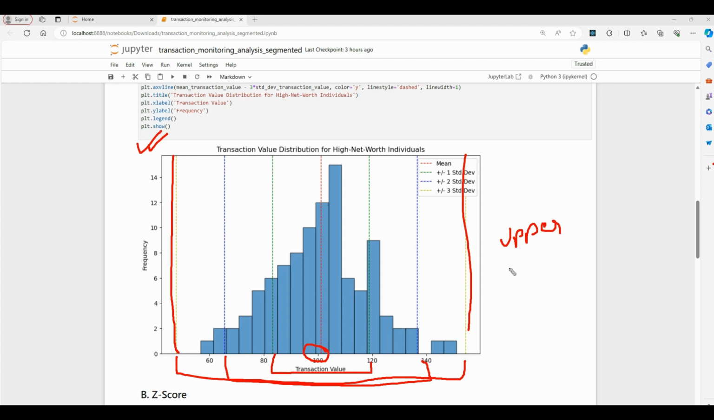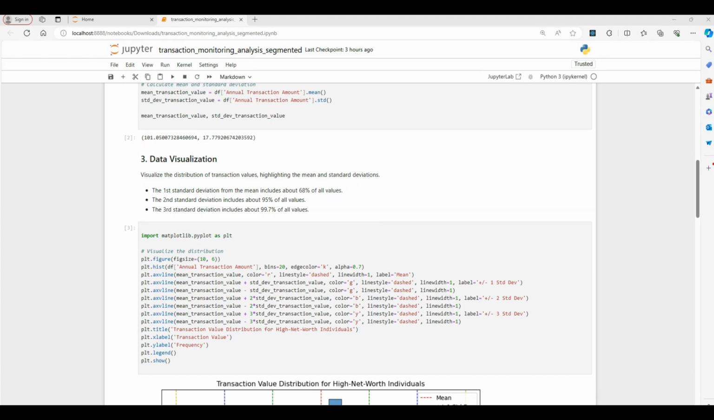By calculating the third standard deviation from the mean, we can identify an upper limit beyond which transactions are significantly large. For example, the mean value of the annual transaction is 101, and we can safely assume that the third standard deviation is around $50. So the upper limit is $151, right? And this would be considered unusually large and needs to be investigated.